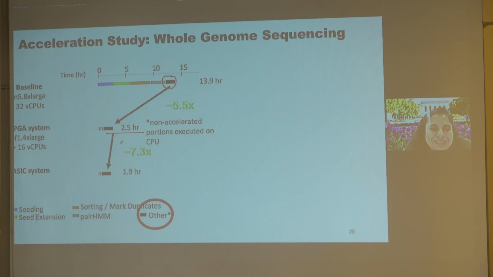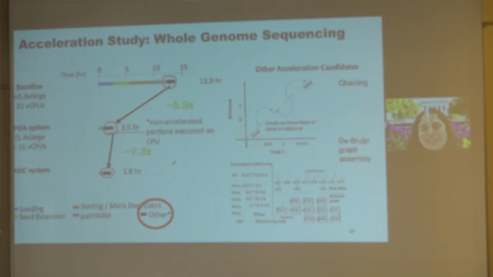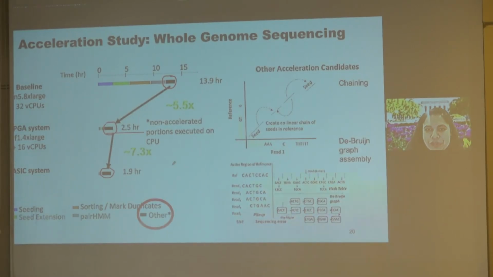So there's always Amdahl's law, right? This block was our Amdahl's law, even when we did ASIC, this thing was killing us. And there are acceleration opportunities here, right? So we could build accelerators for these other parts too.